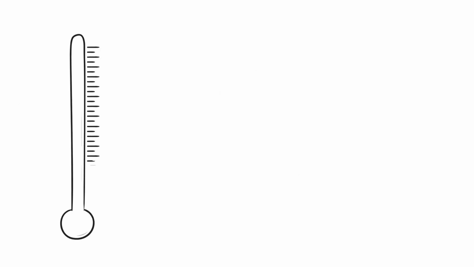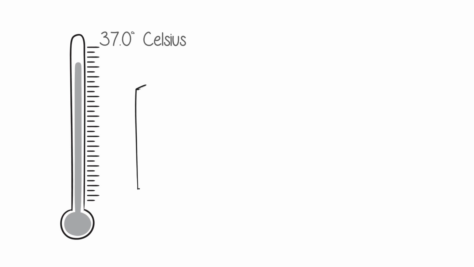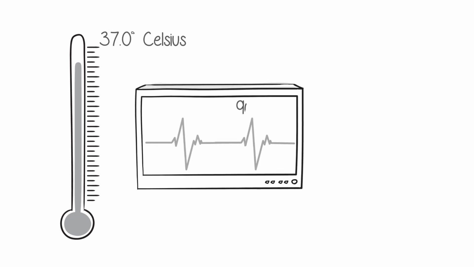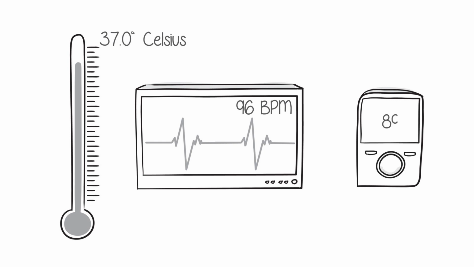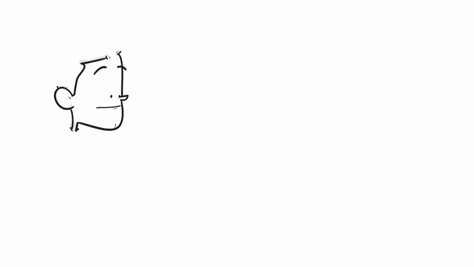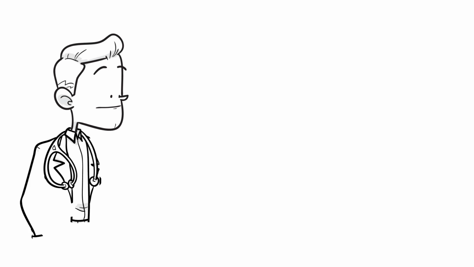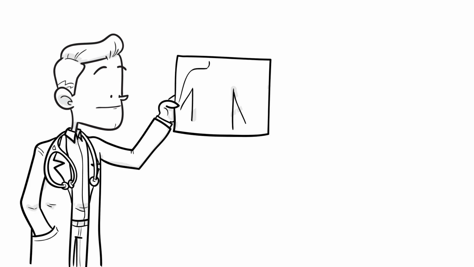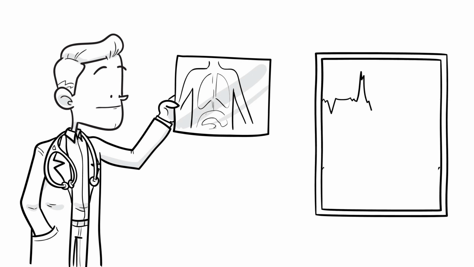Her temperature and blood pressure are normal. The heart rate is 96 beats per minute and the oxygen saturation is 89% on room air. Her physical exam is otherwise normal. The chest X-ray is normal, and the EKG reveals sinus tachycardia 106 with a right bundle branch block. There is no old EKG for comparison.